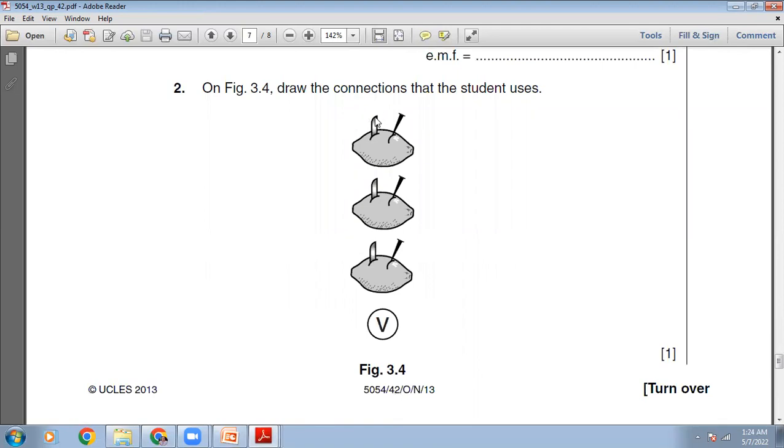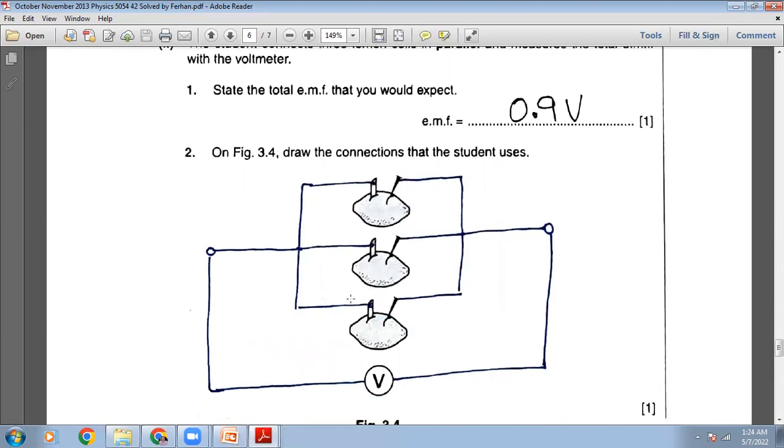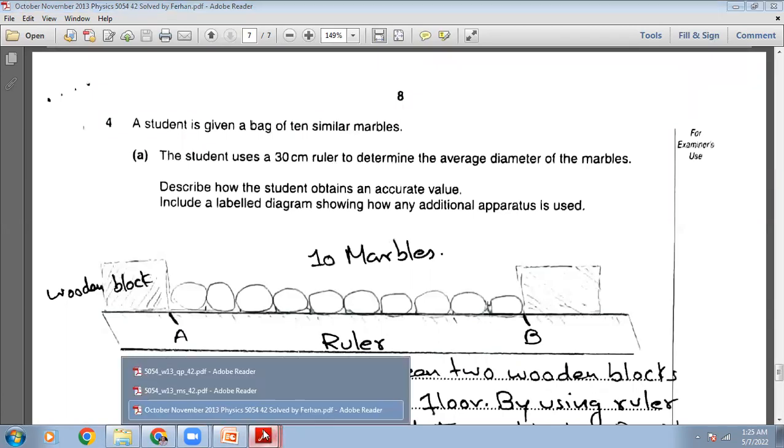When you connect them in parallel, the copper is connected with the copper, and you take a connection. The iron nails will be connected together, then take out the connection and connect them with the voltmeter. So let me show you my answer. I hope you can see on your screen the copper and copper and copper connected with each other, the iron nails connected with each other, and from there you connect it with the voltmeter. The reading on the voltmeter will remain 0.9 volt because they are connected in parallel, so the EMF will not add up. So this was question number 3.